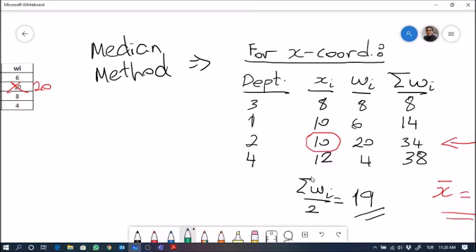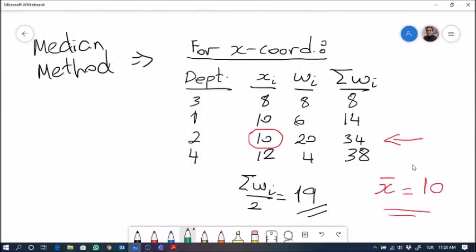In the median method, we have to consider half of the cumulative weights, which is 38 divided by 2, which is 19. So we need to check the cumulative weights in the right hand side column, for when the value is equal to or more than 19. So 8 is smaller than 19, 14 is smaller than 19, 34 is greater than 19. So the optimal x-coordinate is now 10.